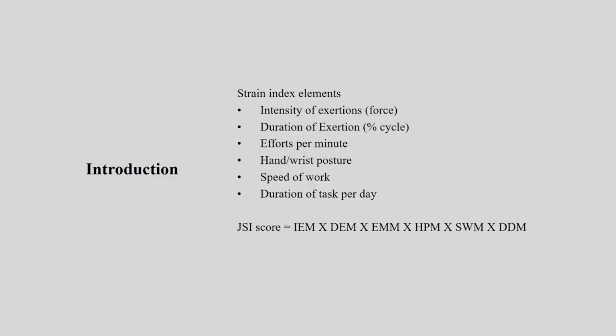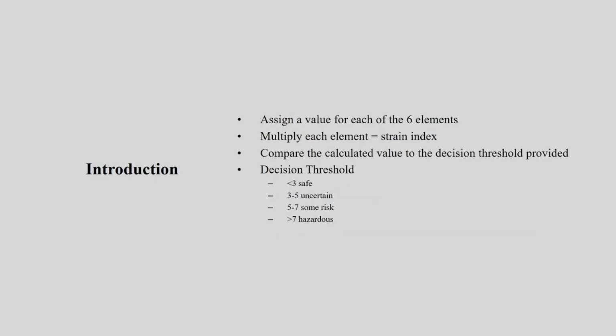Then we will compare that particular JSI score with the level, as it is an index, so there will be some level. So, that we will compare and we will say whether the job is hazardous or risky, or whether it is going to have any impact in future on the musculoskeletal system or not. So, assign a value for each of these elements, that is the mandatory portion. We will assign them, multiply each element, then we will get the index and compare the calculated value with the decision threshold point.